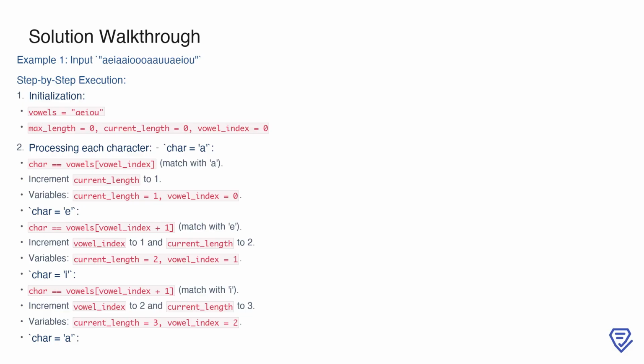The vowel string represents the sequence aeiou that we are trying to match. We set max_length to 0 to keep track of the longest valid substring found, current_length to 0 to measure the length of the current substring, and vowel_index to 0 to track our progress in the vowel sequence. As we process the input string, the first character is a, which matches the current vowel in the sequence at vowels[vowel_index]. So, we increment current_length to 1, and our variables reflect this progress. current_length is now 1, and vowel_index remains 0.